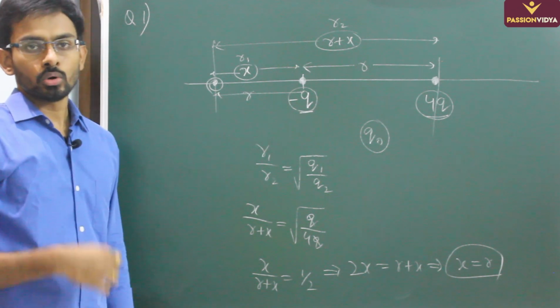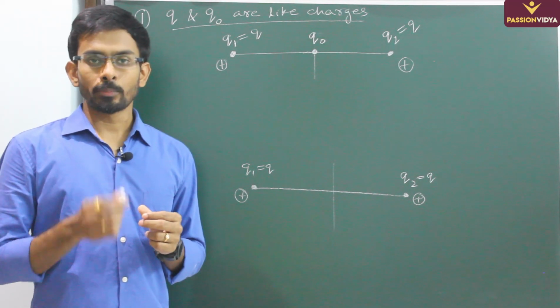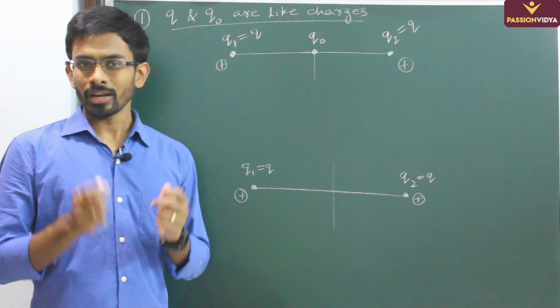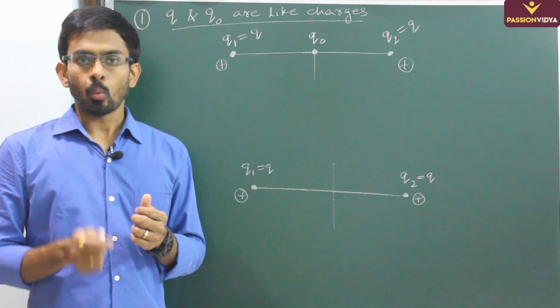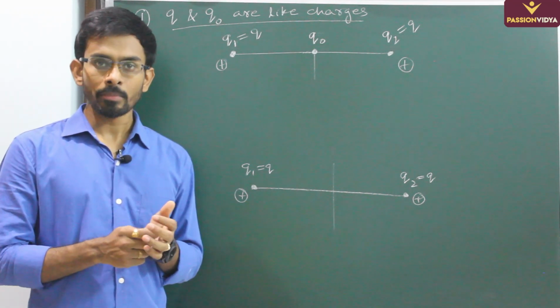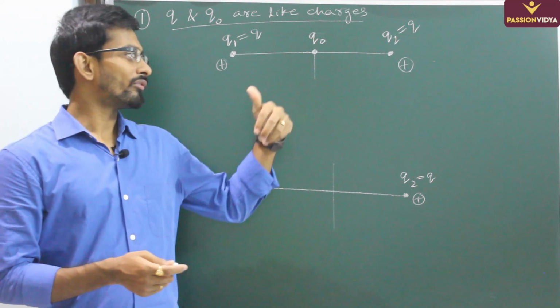So this is how to solve these kinds of questions. We understood how to locate the position of the third charge such that it will be in equilibrium when two fixed charges are given. Now the question is what kind of equilibrium the charge will be in, whether it will be stable equilibrium, unstable equilibrium or neutral equilibrium. So let us try to find it.